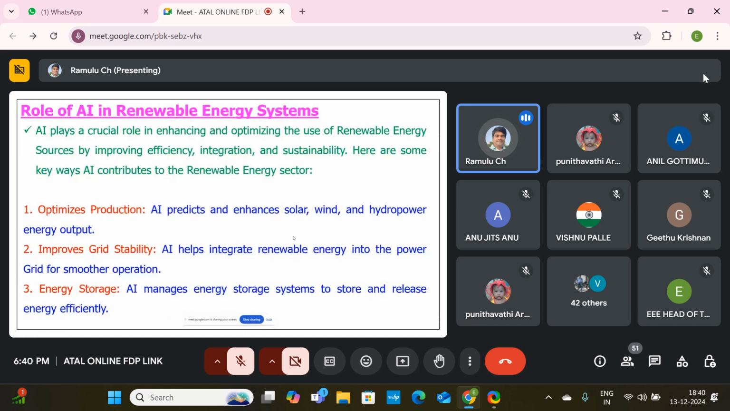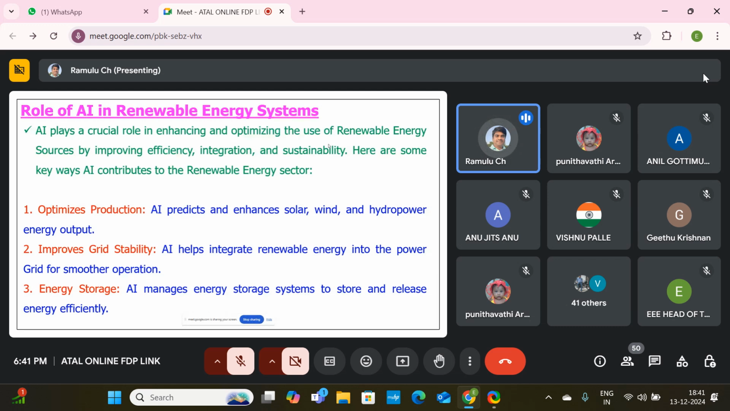Next, the role of AI in renewable energy sources. What is the role of AI in renewable energy sources? No doubt, AI plays a crucial role in enhancing and optimizing the use of renewable energy sources. First of all, you and I should know what renewable energy is and what kinds of energy sources there are, before integrating renewable energy sources with AI. First of all, we have to know what renewable energy is.